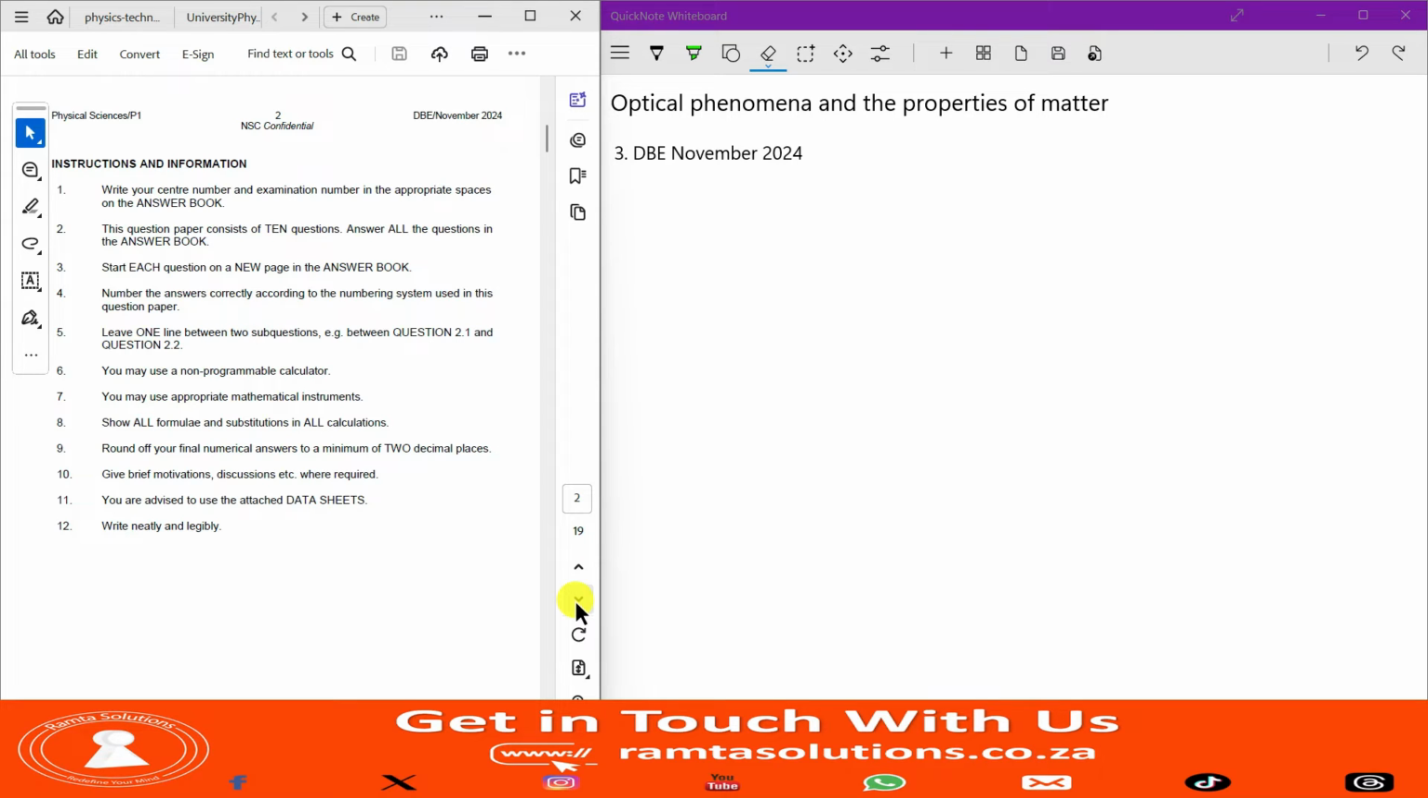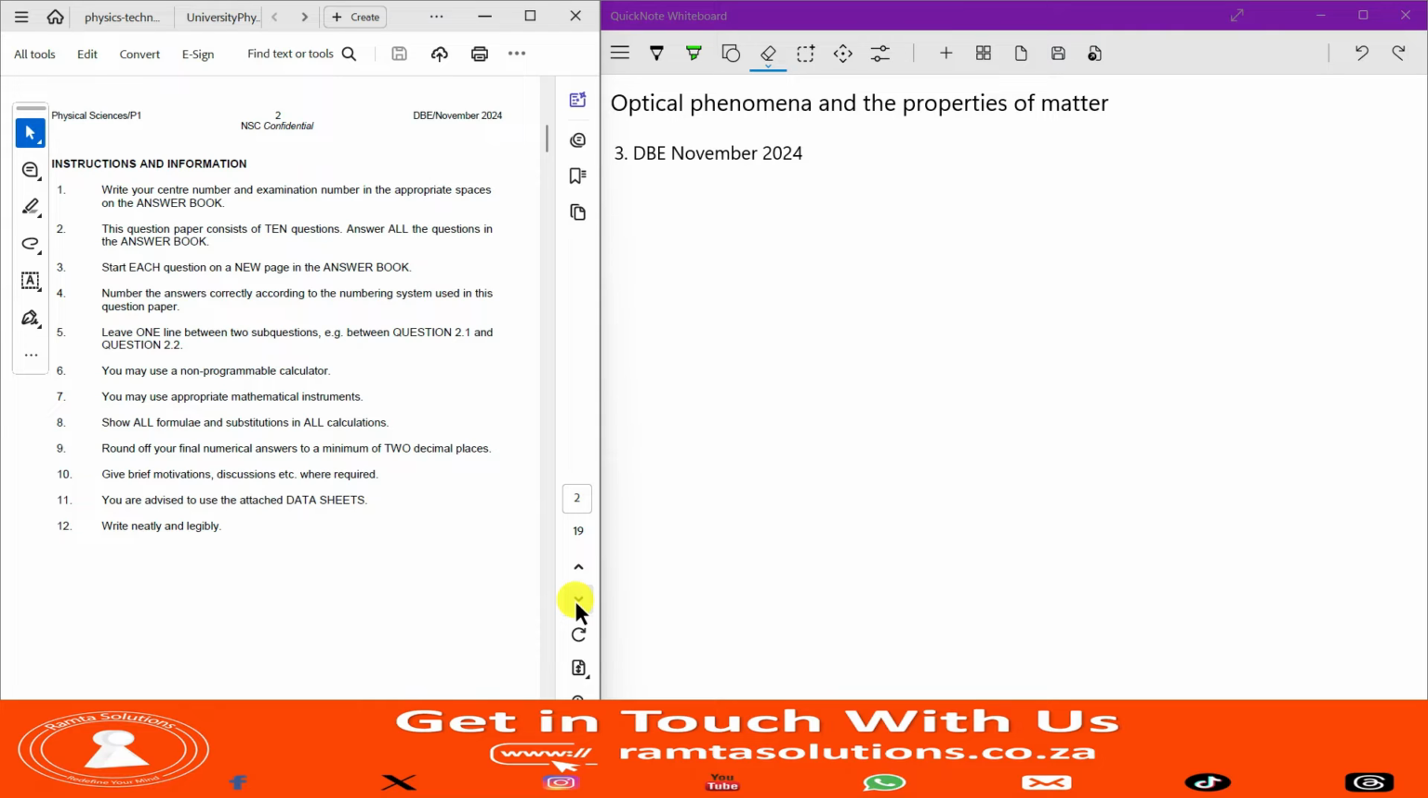Remember, all the instructions are important. However, I'm going to read just a few. Instruction 8: Show all formulas and substitutions in all calculations. Instruction 9: Round off your final numerical answers to a minimum of 2 decimal places. So in the middle of your calculations, if you have decimal places, work with about 4 or 5 decimal places, and only your final numerical answers may be 2 decimal places.